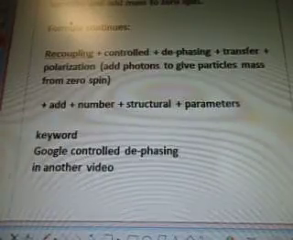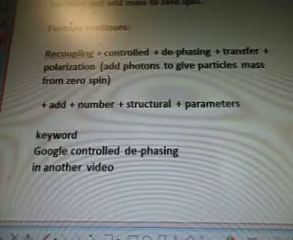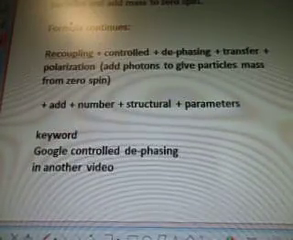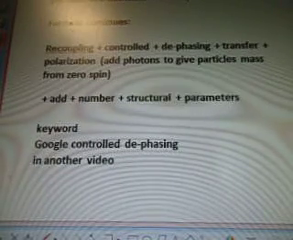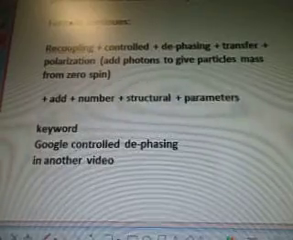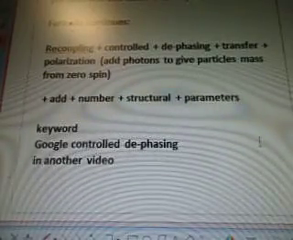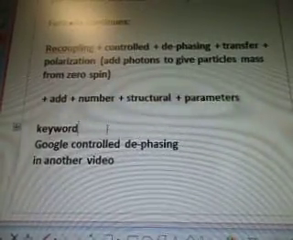Formula continues. Recoupling. Controlled dephasing, transfer, polarization. Add photons to give particles mass from 0 spin. Add number structural parameters. So the keyword to Google is controlled dephasing, and it's going to be in another video.